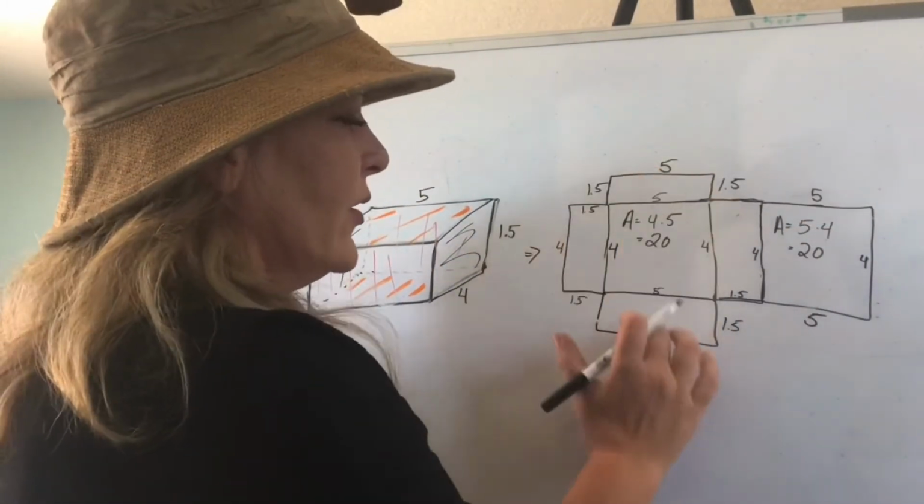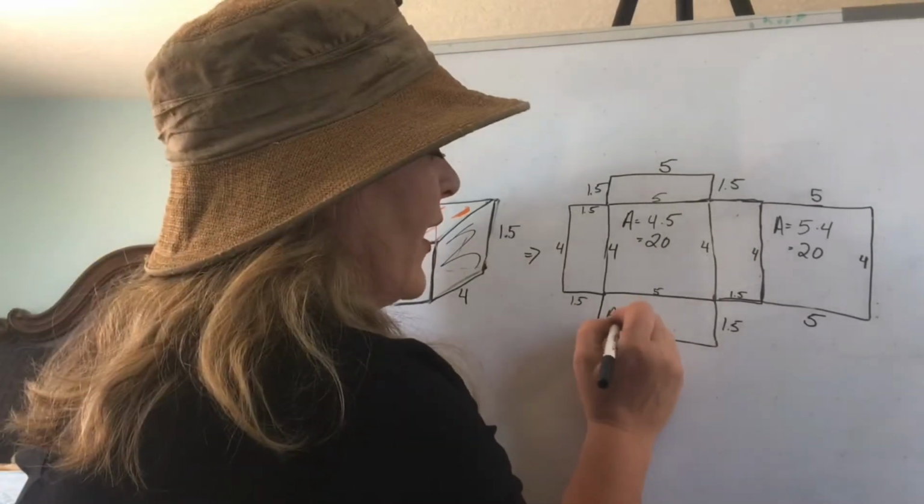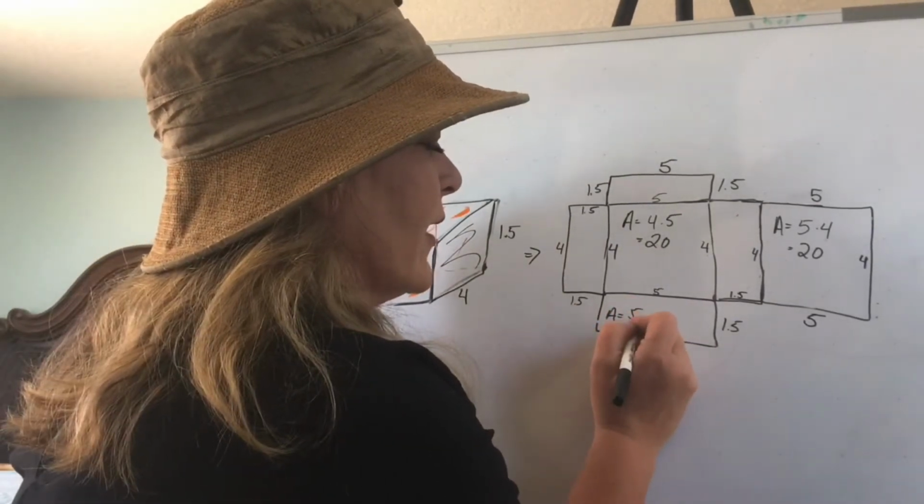Now let's calculate these two. This is also base times height. I have base times height, which is 5 times 1.5.